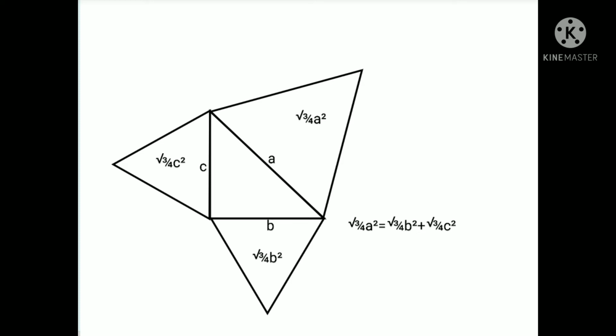Then we can take common from both sides, root 3 divided by 4. Then we can divide both sides by root 3 divided by 4. Then we will get this: A squared is equal to B squared plus C squared.